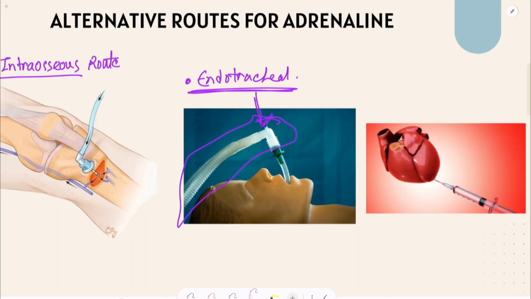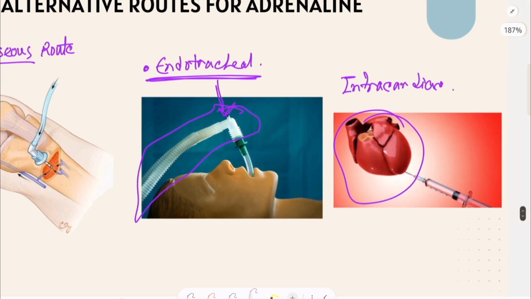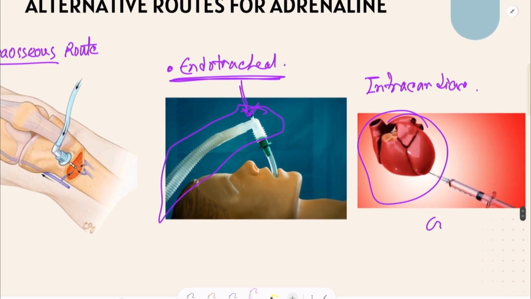In which condition can we give adrenaline directly into the heart, known as intracardiac route? Only one situation, that is in the GTA 5 game. Remember, intracardiac adrenaline was banned a long ago, in 2005.